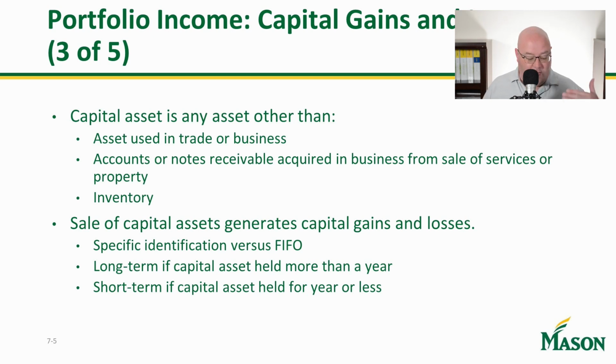Maybe they bought 1,000 shares 10 years ago, another 1,000 shares 8 years ago, another 1,000 shares 6 years ago, and then the other 1,000 shares within the past 30 days before they sold this other stuff. You can go back to specific identification. You might actually save them an exorbitant amount of taxes at the time.